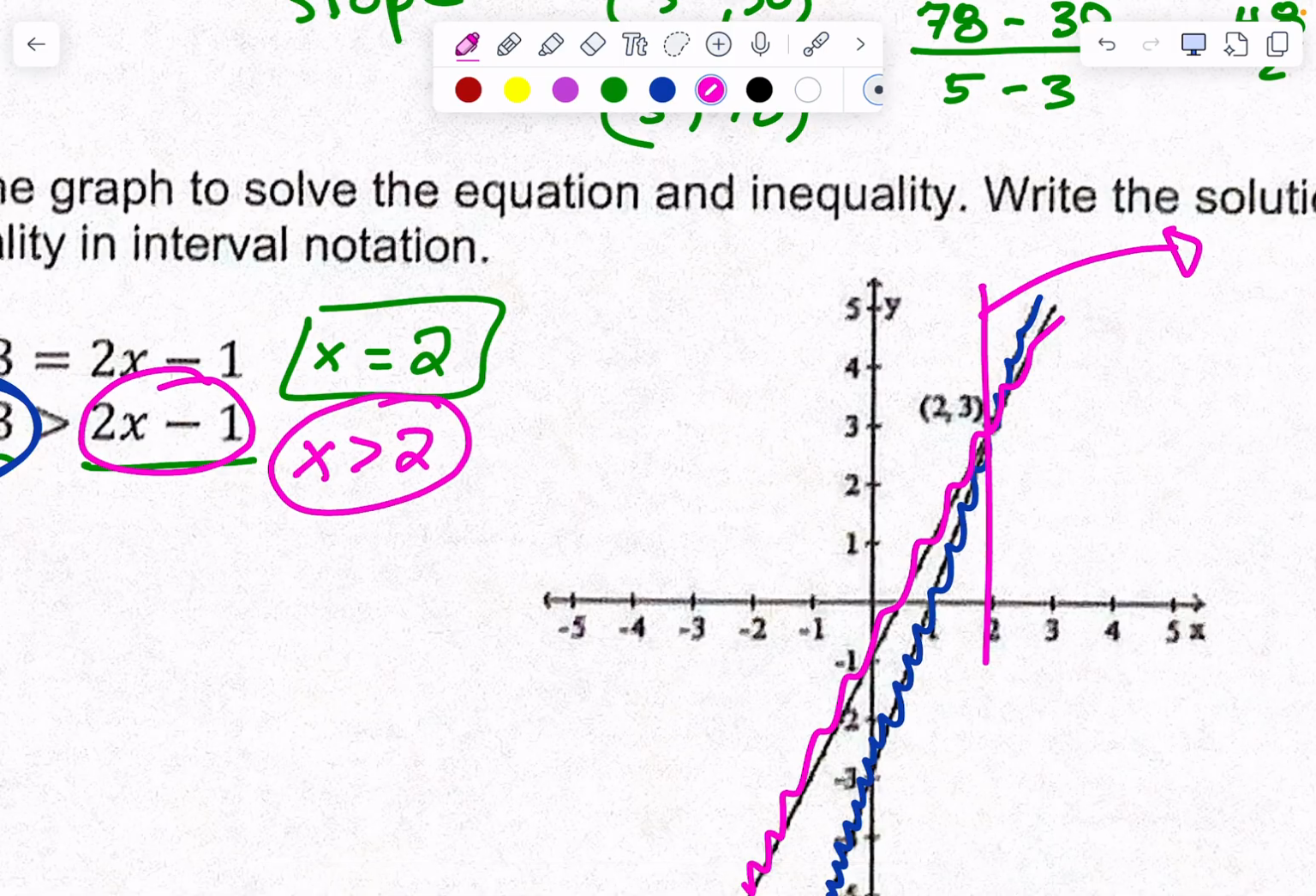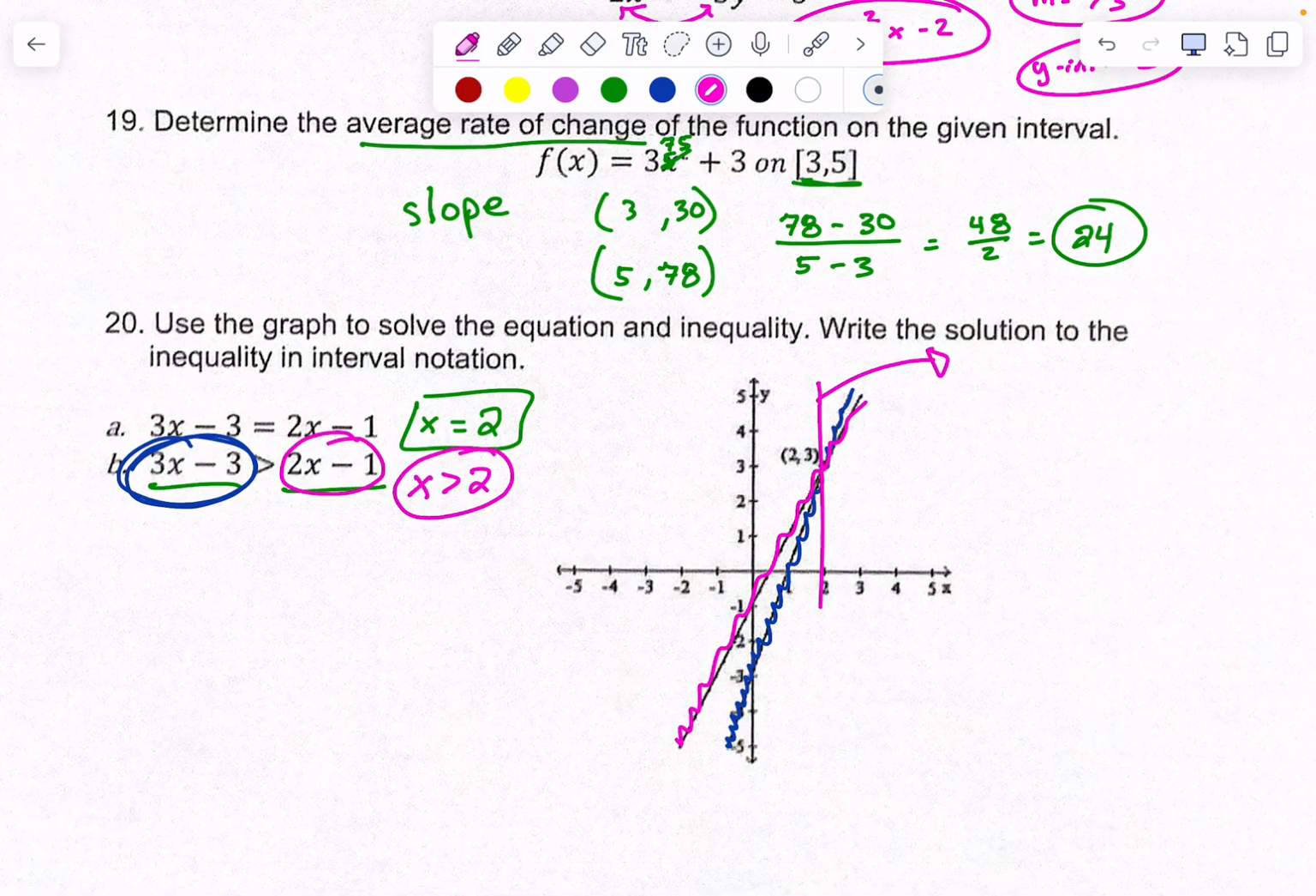It's helpful to color code those so you can keep track. How about that? All right, there you go.